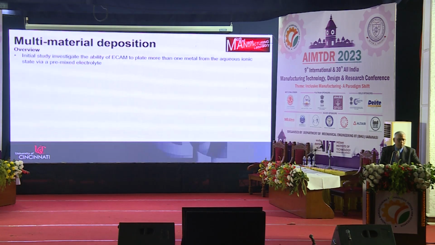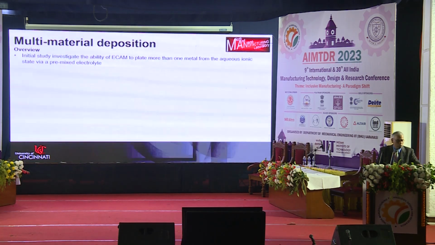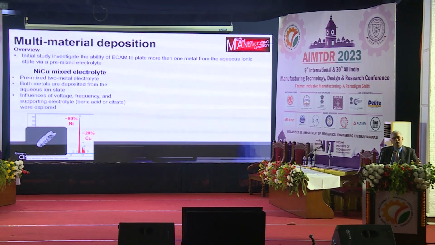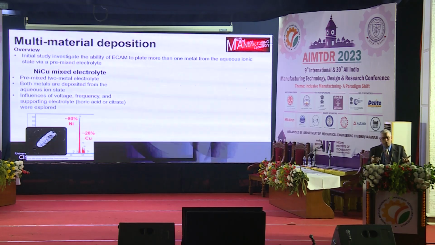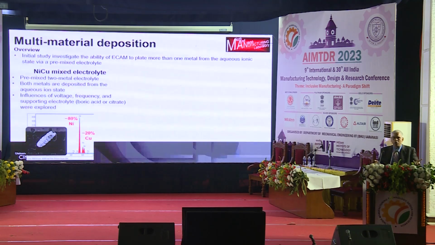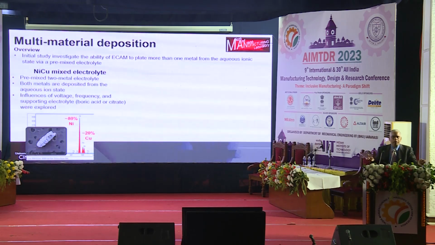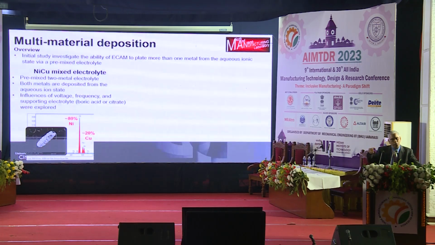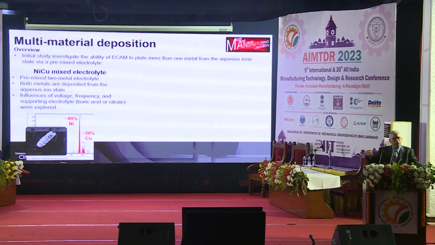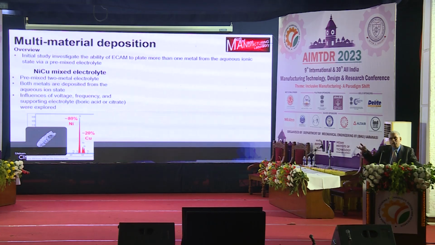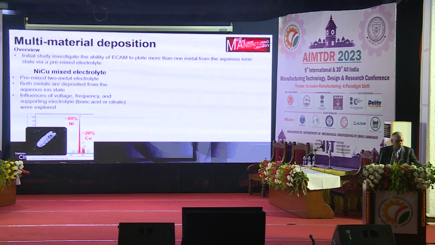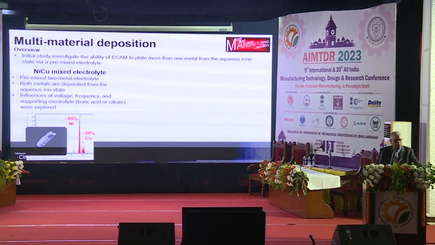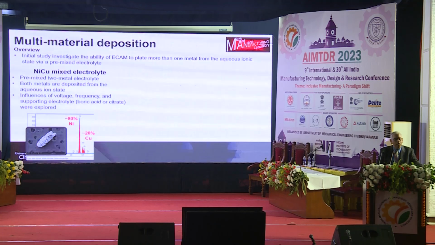So let us touch upon multi-material deposition. Initially we started with this multi-material approach, and it's very simple. If I want to deposit more than one material, I should have more than one kind of metal ion. That's it. I can have a salt solution where I put more metals. Then if I try, more materials should deposit, right? It's a very straightforward thing. That is what you are seeing here. We tried nickel and copper and we got this deposition.